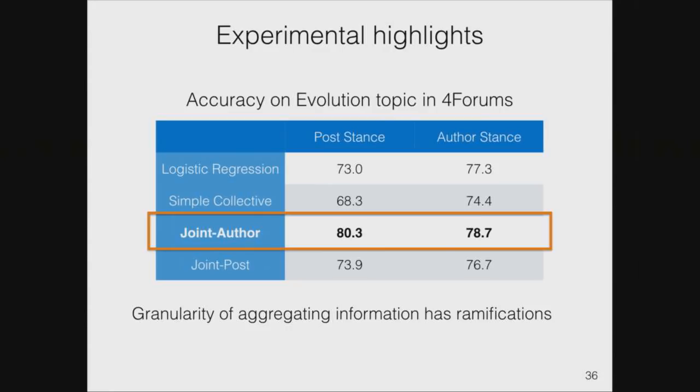So I'm going to show some findings, and I'll focus on a specific topic from four forums just for ease of exposition, but these same trends held across all the different topics that we evaluated on. And the first finding was that this granularity of aggregating information does have ramifications. So we evaluated on two tasks: one was to predict the stance of users, and the other was to predict the stance of posts. And it turns out that the best performing model for both tasks is this joint model, which was jointly modeling the polarity of the disagreement and agreement links, and was modeling at the author level.